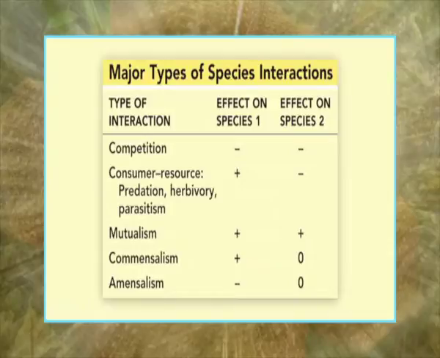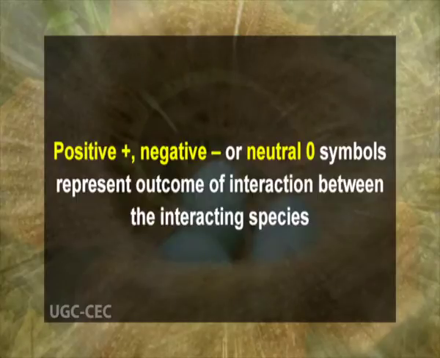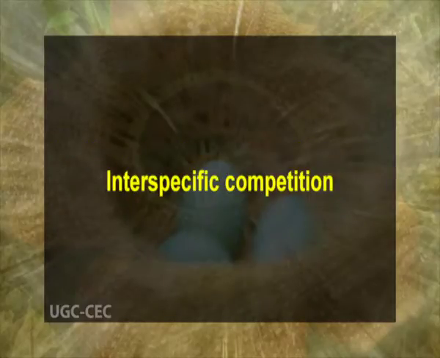Number 1, interspecific competition, negative-negative. Number 2, parasitism, predation, herbivory, negative-positive. Number 3, commensalism, positive-neutral. Number 4, mutualism, positive-positive. Number 5, amensalism, negative-neutral. Positive, negative or neutral symbols represent the outcome of interaction between the interacting species. Let's start with interspecific competition.